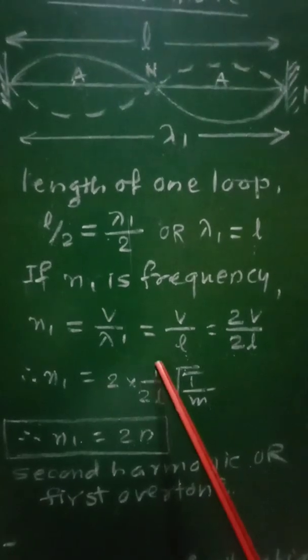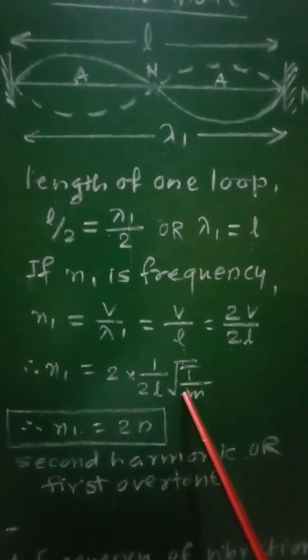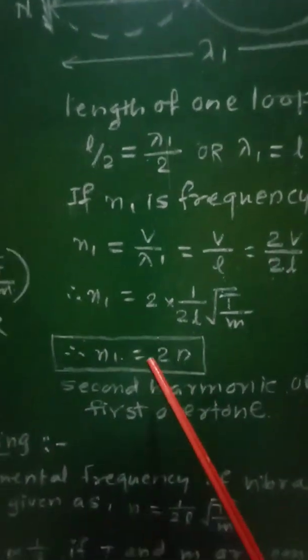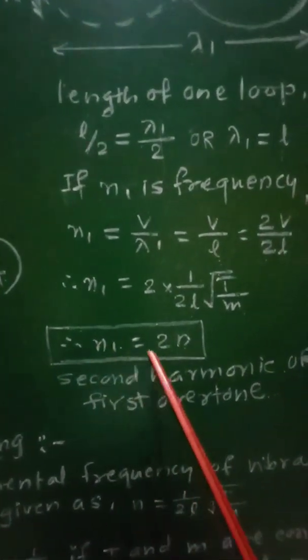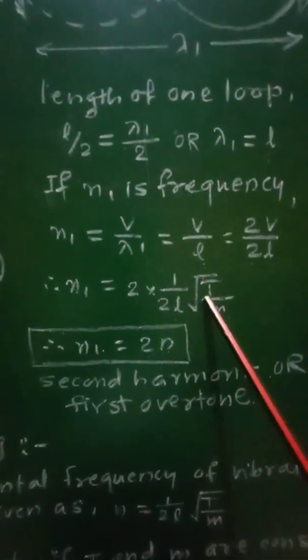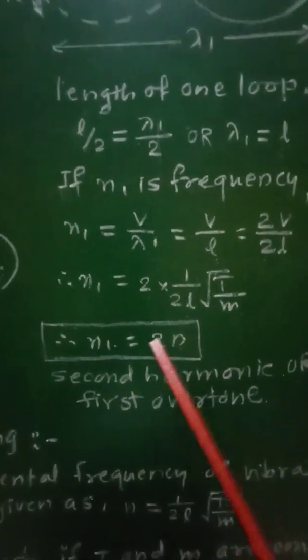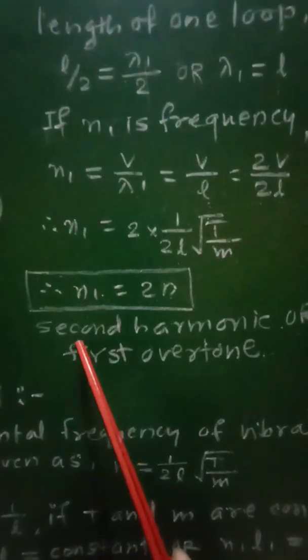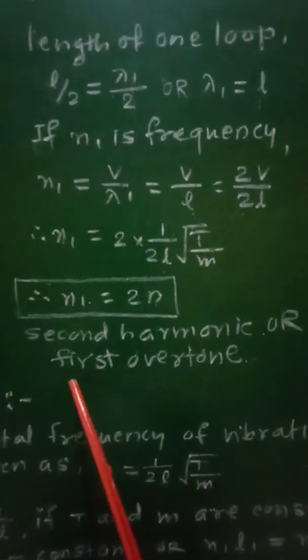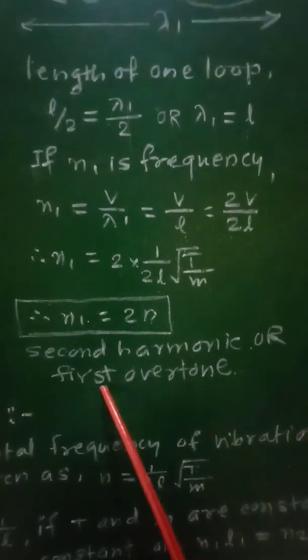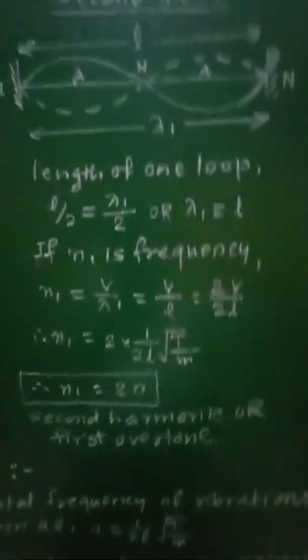Because this v by 2L represents the fundamental frequency, that is 1 by 2L square root of T by M, this N1 will be equal to twice this fundamental frequency N. So N1 is equal to 2N. This higher frequency is called the second harmonic or first overtone.